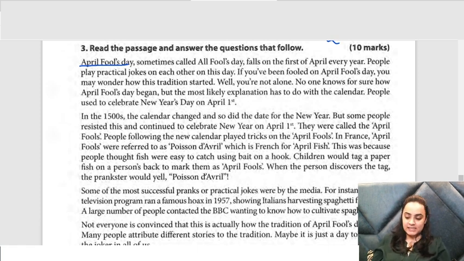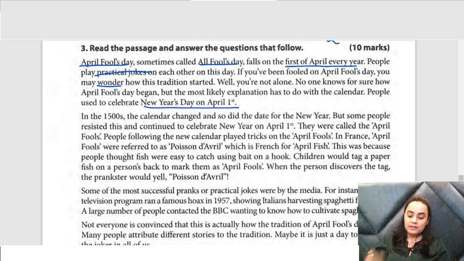So the passage says, April Fool's Day, sometimes called All Fool's Day, falls on the first of April every year. People play practical jokes on each other on this day. If you have been fooled on April Fool's Day, you may wonder how this tradition started. Well, you're not alone. No one knows for sure how April Fool's Day began, but the most likely explanation has to do with the calendar. People used to celebrate New Year's Day on April 1st.